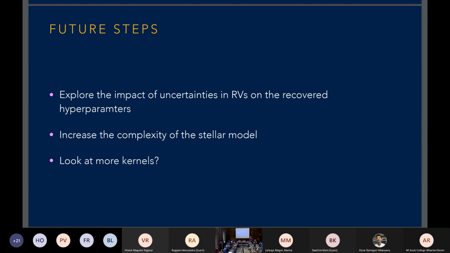So yeah, and then that comes in with, okay, let's increase the complexity of our stellar model so that we can model these things and then see what effect they have on the hyperparameters of GPs. And yeah, it's GPs all the way down. And let's see what happens. So open up to questions, suggestions, criticisms.